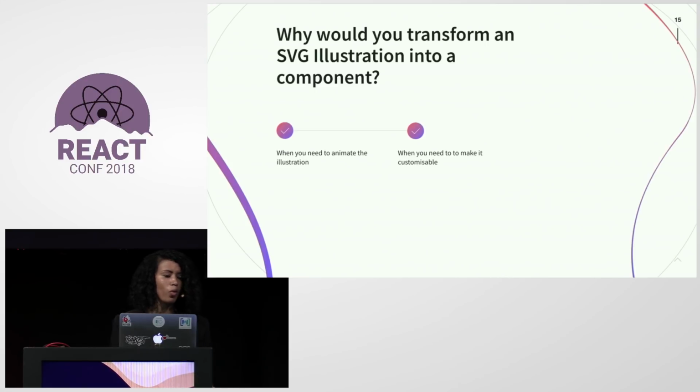But now the question is, why should you transform an SVG into a React component? First, I found two use cases. When you need to animate the illustration, and the second use case, when you need to make it customizable.